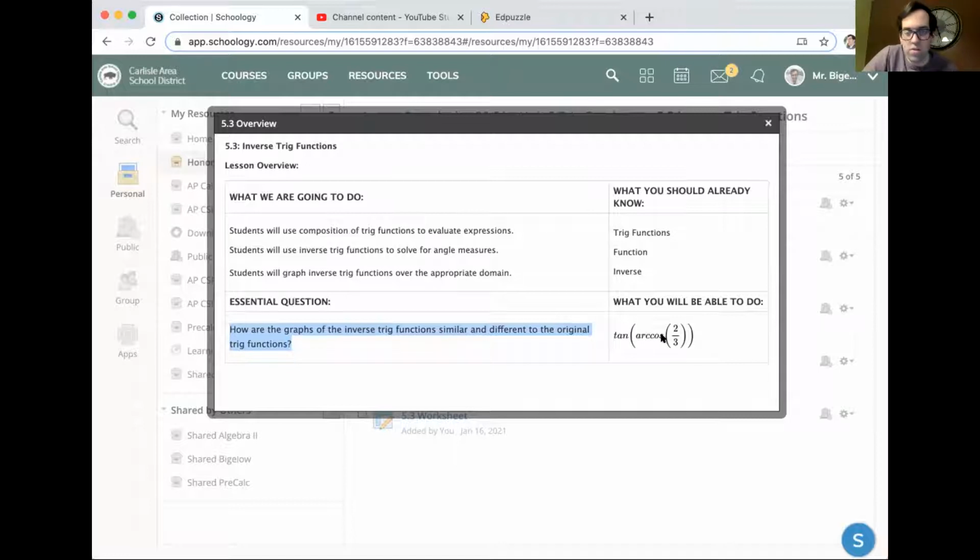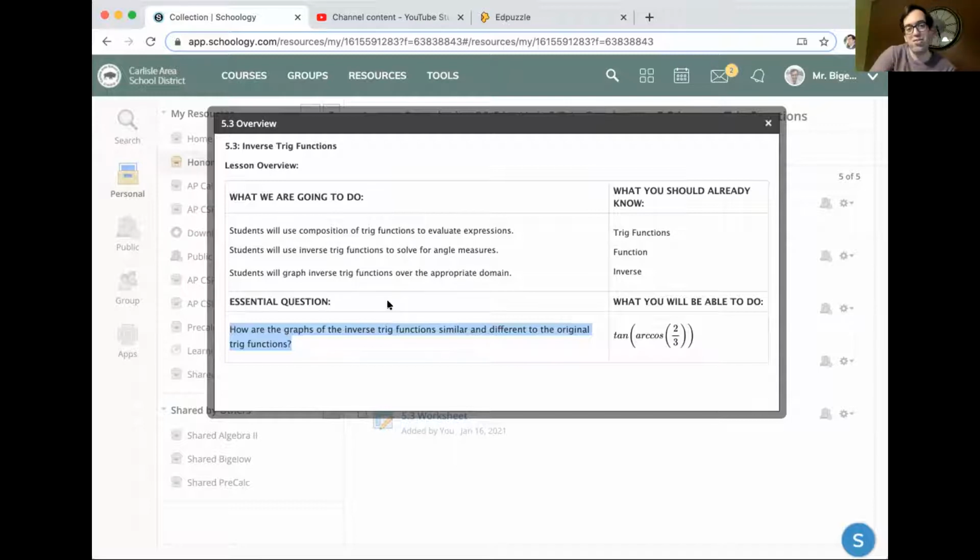The arc cosine is another way of saying inverse cosine. So there's different notation. You can either write cosine to the -1 or arc cosine. Either way, that's different from 1 over cosine. And the graphs are different too. So we'll take a look at those today.